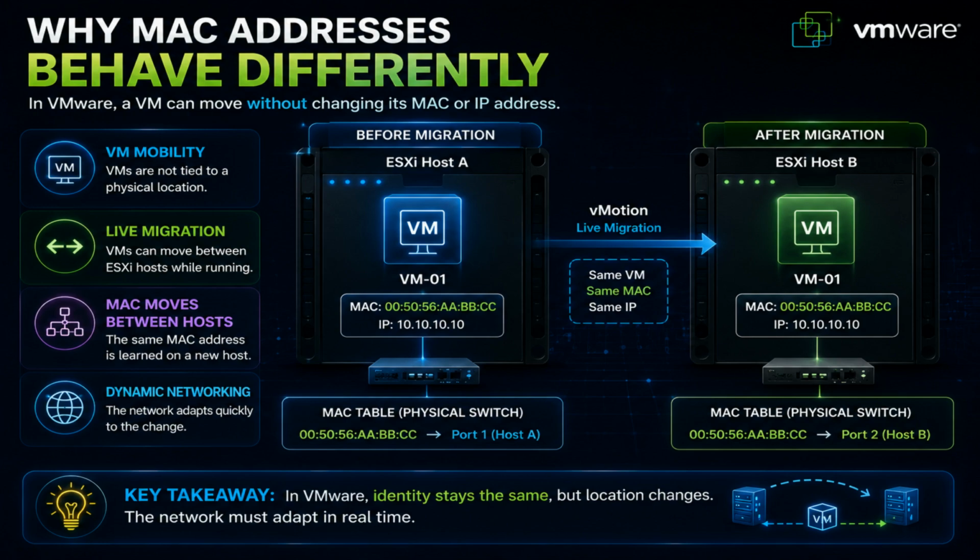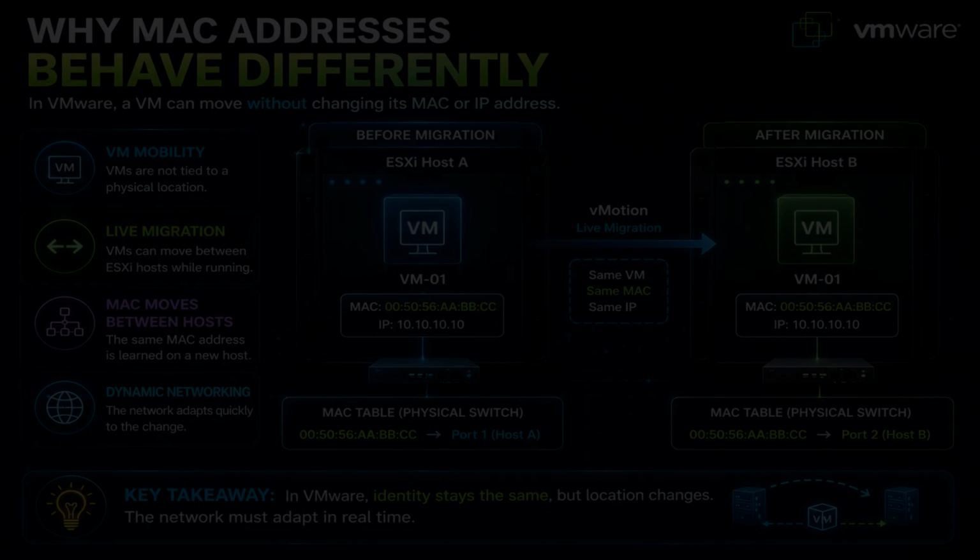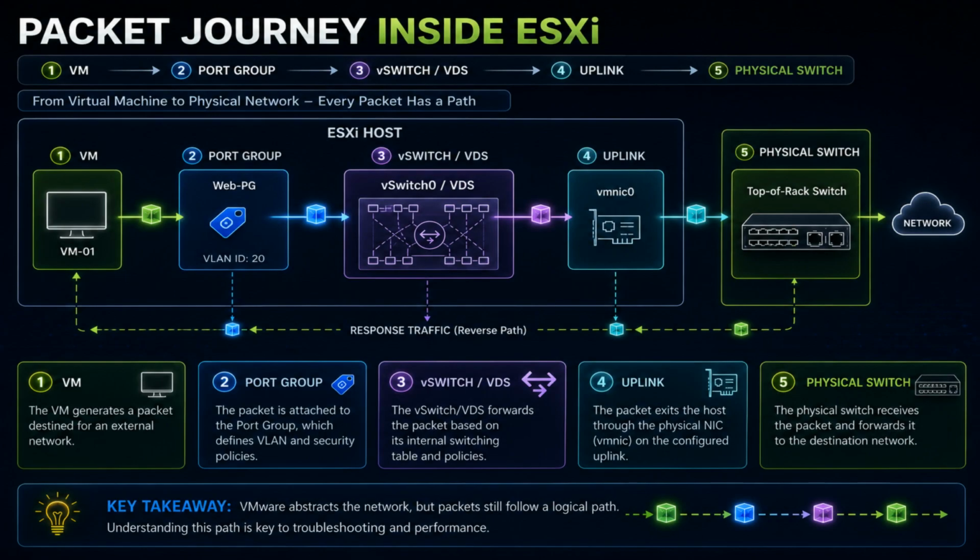To understand this mobility, we need to follow the journey of a packet. Let's trace a packet from a virtual machine all the way to the physical network. The journey begins inside a virtual machine. The packet enters the port group, where networking policies are applied. From there, it reaches the vSwitch or distributed switch. The switch forwards the packet toward a physical uplink. The uplink sends the traffic out through the VMNIC adapter. Finally, the packet reaches the physical switch and continues through the network. Once you visualize this path, VMware networking becomes much easier to troubleshoot.